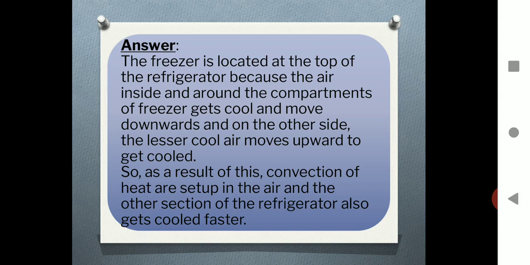And this type of cyclic pathway in which warm air rises up and cool air moves down to take its place, this method of heat transfer is known as convection. So convection currents of heat are set up inside the air present in the refrigerator, and that is how all the articles kept inside the refrigerator become cooler.